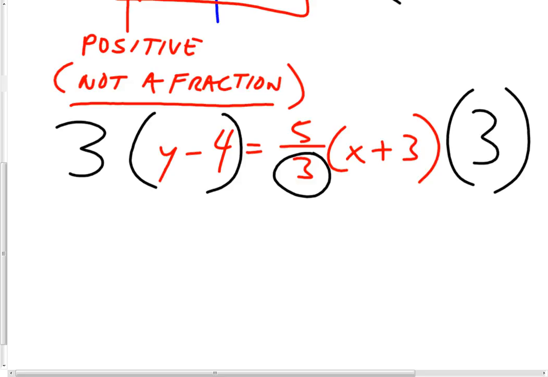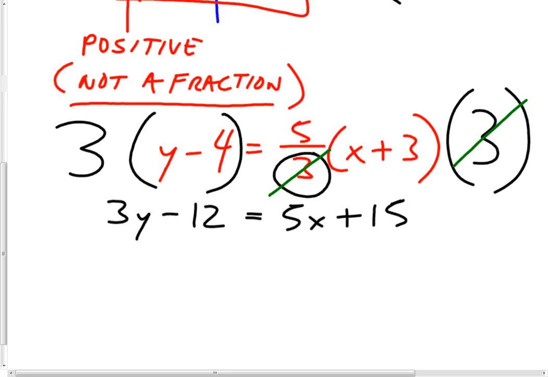Why did I do that? I did that to do this. That gets rid of that 3. But whatever you do on this side, you also have to do on here. Now what we have is a bunch of distributive properties. What do you end up with on this side? If you do 3 times that, 3y minus 12. This side, we're now left with 5 times x and 5 times 3. The point is to get rid of the fraction, get it out of the way.